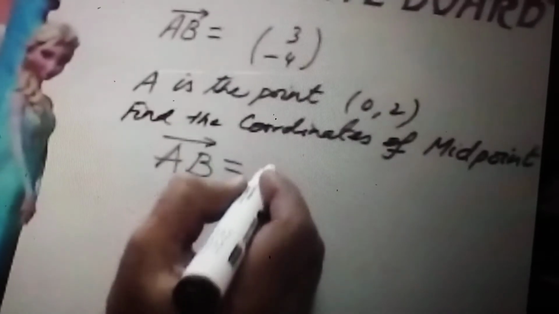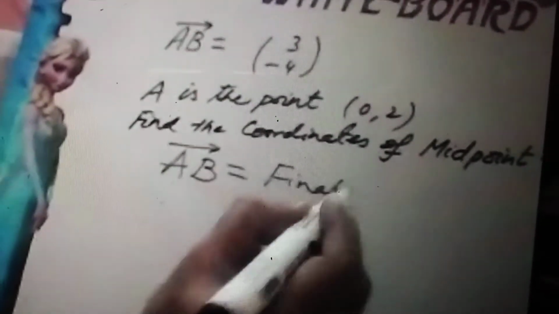Okay. AB is given to you as 3 and minus 4, for example. And A is also given as the point 0 and 2. So you have to find out the coordinates of the midpoint of AB. So we need to find out the coordinates of B as well. A is given, but we don't have B. So we apply the difference of vectors. So difference of vectors is final minus initial.